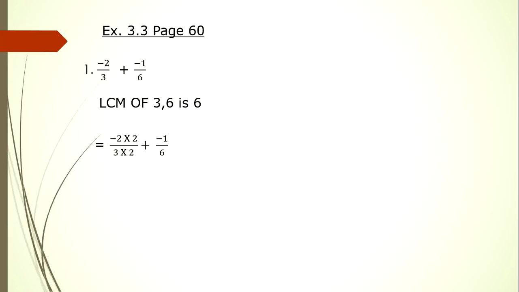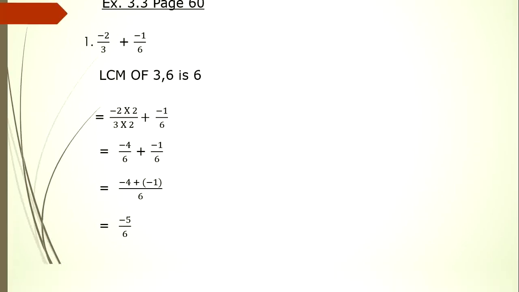So the first rational number, minus 2 by 3, is to be multiplied with 2 on both numerator and denominator to get the denominator as 6. So we get minus 4 by 6 plus minus 1 by 6, which gives us minus 4 plus minus 1 by 6, which is equal to minus 5 by 6. Isn't it easy, children? Yes, of course, it's very simple.